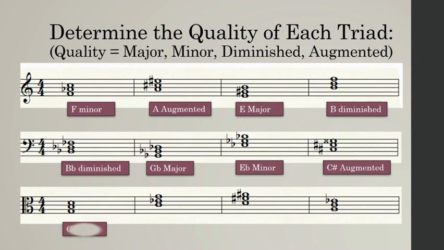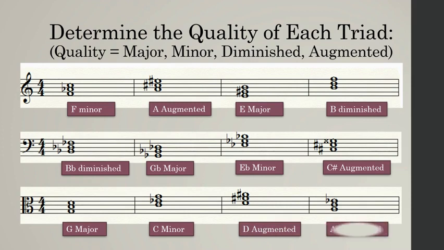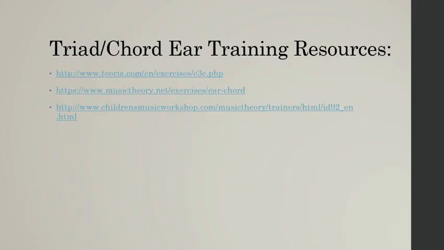And then you could check the rest of these. Look for the clef, because Thompson's an idiot and didn't. There's G major, C minor, D augmented, and A diminished. If you have problems with those, come see me and talk to me.